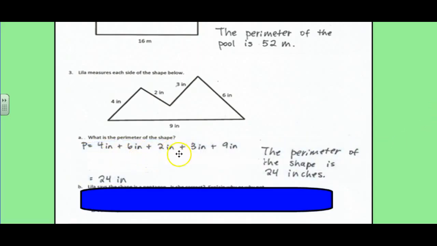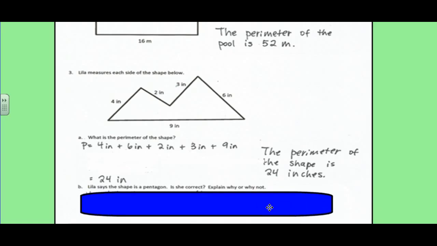So 4 plus 6 plus 2 plus 3 plus 9 gave us 24. You probably could have added 6 and 4 together first because that gave us 10. And 9 and 3 would have given us 12, and then 12 and 2 gave us 14. So whenever you have 10 and 14 together, that gives you 24 inches. So the perimeter of the shape was 24 inches.